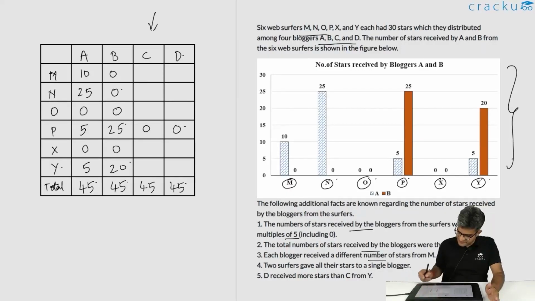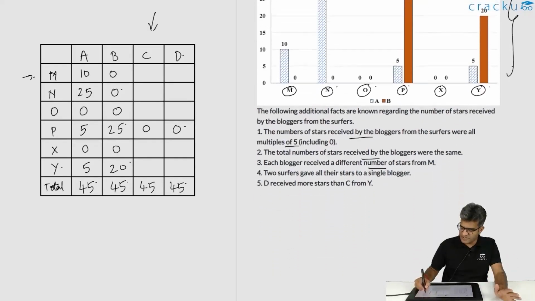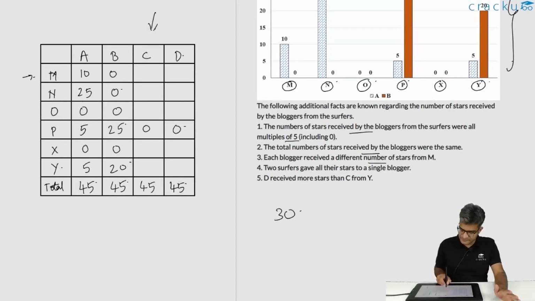Each blogger received a different number of stars from M. From M, the number of stars received by each of the bloggers is different. What is the total number of stars with M? The total number of stars with M is 30. Out of the 30, he gave 10 to A. He gave no stars to B. So the remaining number of stars is 20. So this 20 has to be distributed among C and D.